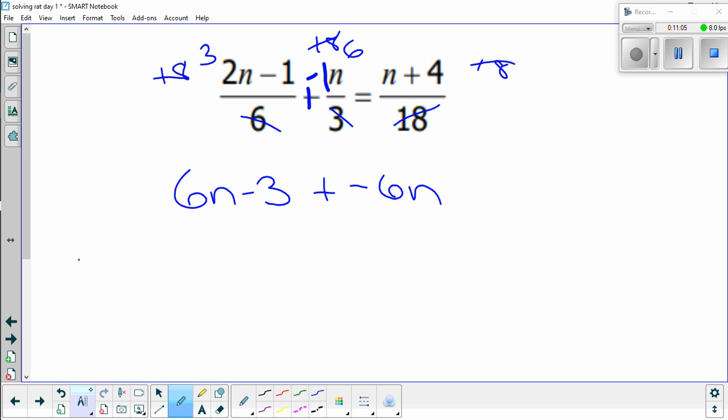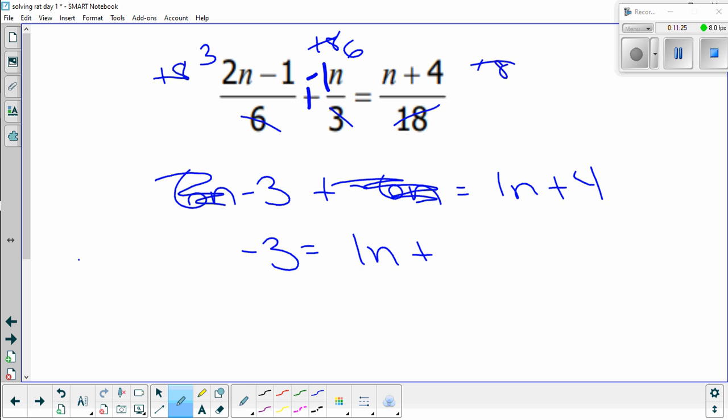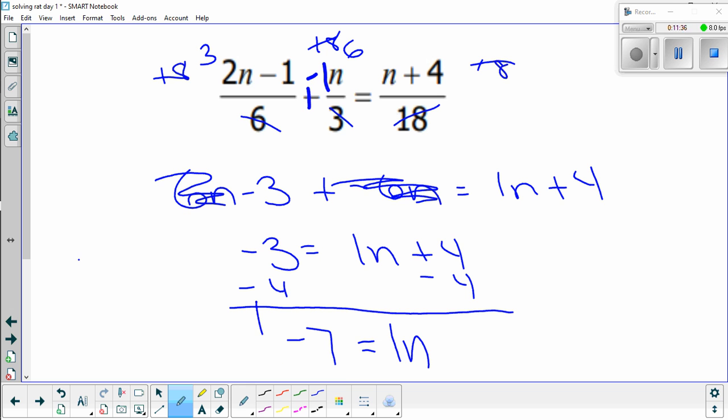Did you get that negative 6n? That was a little tricky. Equals, and I'm going to make it 1n plus 4 because it's just 1, right? Because the 18's canceled. Ooh, look at this. This guy and this guy go away. So here's what I have. I have negative 3 equals 1n plus 4. My job is to get n by itself, right? So I'm going to move this guy over, so I'm left with 1n, or n equals negative 7.